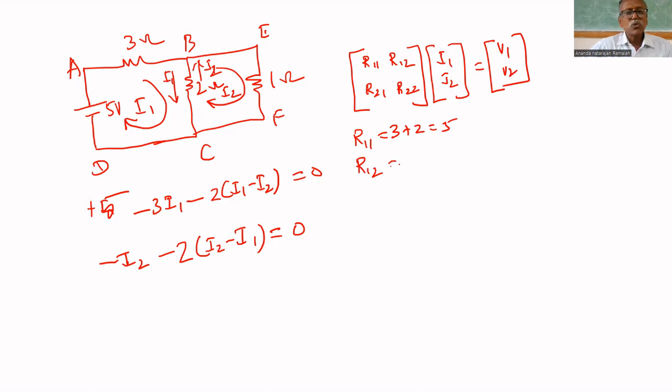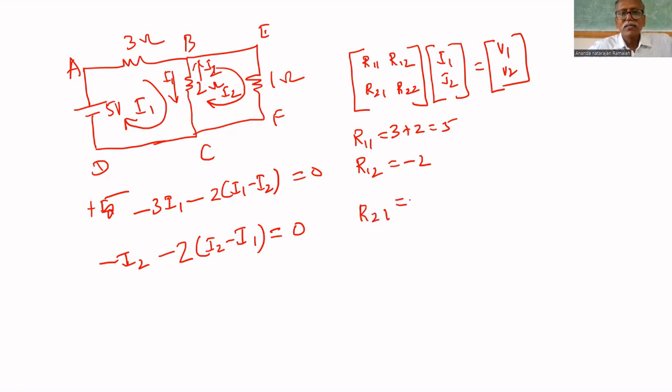What is R12? It should be common to both the first loop and the second loop. Which resistance is common to both loops? 2. Therefore, R12 equal to 2. But we have to consider the direction of currents. I1 and I2 are in opposite directions, that's why minus. The rule is like that: if both currents are in the same direction, plus. So minus 2.